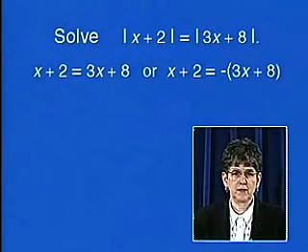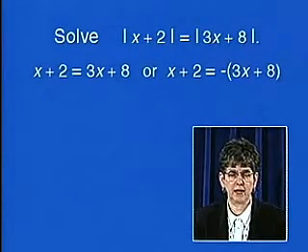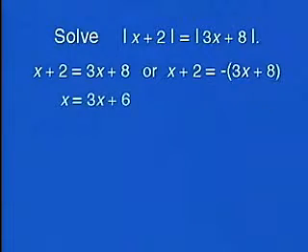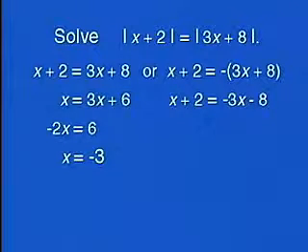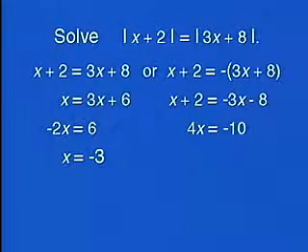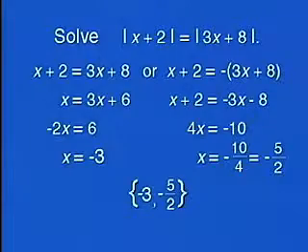We have x plus 2 equals 3x plus 8, or x plus 2 equals the opposite of 3x plus 8. Solving the first equation, we have x equals 3x plus 6, or negative 2x equals 6, or x equals negative 3. Solving the second equation, we have x plus 2 equals negative 3x minus 8, 4x equals negative 10, or x equals negative 10/4, which reduces to negative 5/2. So our two solutions here are negative 3 and negative 5/2.